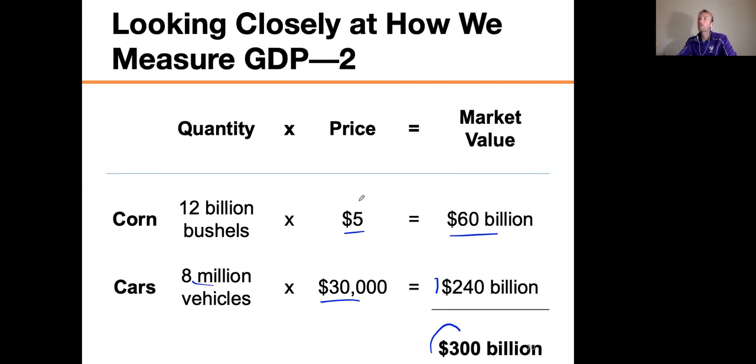However, if I only looked at this part here, the quantities of cars and corn, it looks like there's a lot more corn produced than cars. But if you look at the dollar value, or how much it's worth, it looks like cars are much more important. So don't forget, even though GDP is a list of the stuff, the product that we make, it's reported in how much it's worth, or the market value.